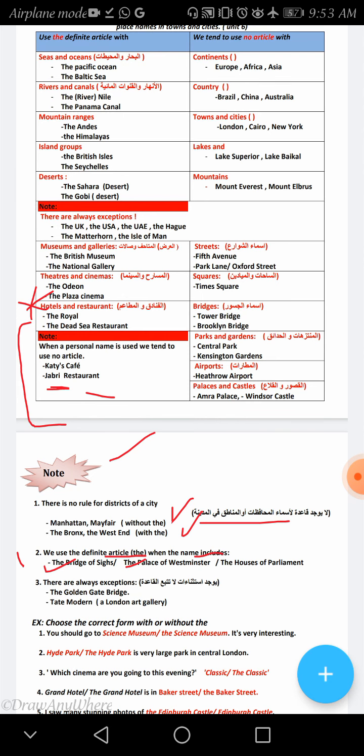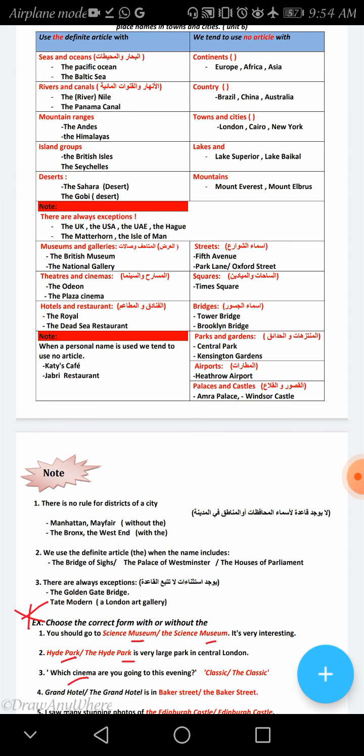Choose the correct form with or without the. حاولوا تجاوبوا هذا السؤال يا مس and be careful about museum. Okay? Park.